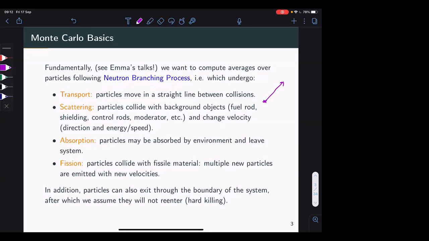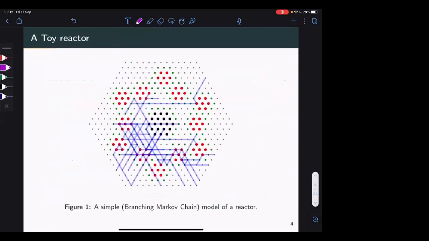Until something happens. It could be that that something is it leaves the domain we're modeling, so it goes outside the edge of the reactor, and at that point you might just assume it leaves the system. So we can have a sort of killing from exiting. If it keeps going in the same direction and gets stopped.